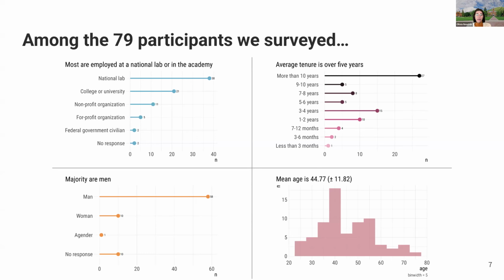Who completed our survey? Most reported that they were employed at the national labs or in the academy, although we see some distribution in other categories as well. The average tenure in their current role is well over 5 years. On the demographic side, most participants identified as men, and the mean age was in the mid-40s, but we also have some good spread there.